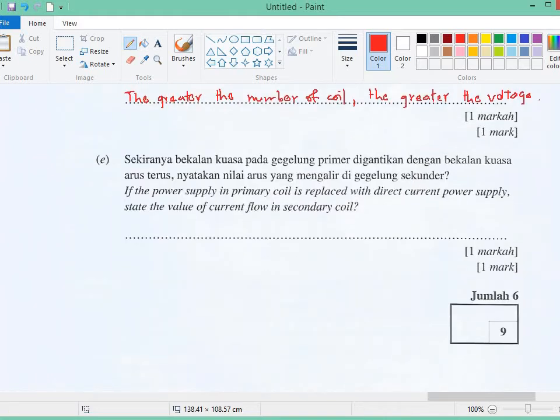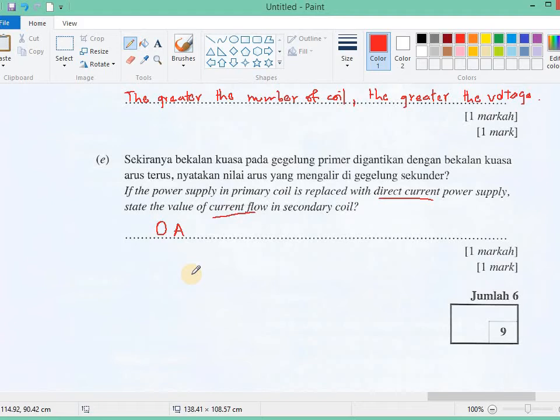Okay, E. If the power supply in the primary coil is replaced with a direct current power supply, state the value of current flow in the secondary coil. So we change to direct current. What will be the value of current? There will be zero current, 0 ampere. You can just write 0, or the word zero, Z-E-R-O, also can, no problem.